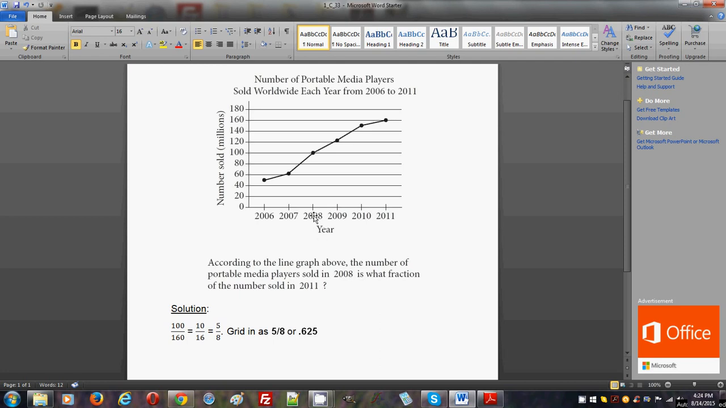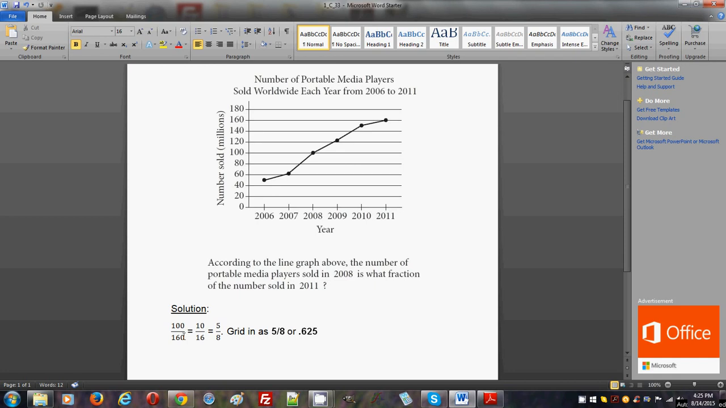So let's see. If we look at the year 2008, we carefully trace all the way up here, and we see that 100 million portable media players were sold, right? So 100. We don't have to convert this to millions, we can just go with the number 100 because the fraction will not change, right? So we don't need to address the millions here. We have 100 for 2008. And for 2011, if we trace all the way up here vertically, we have 160, right? So we know two numbers. For 2008 we have 100, for 2011 we have 160.